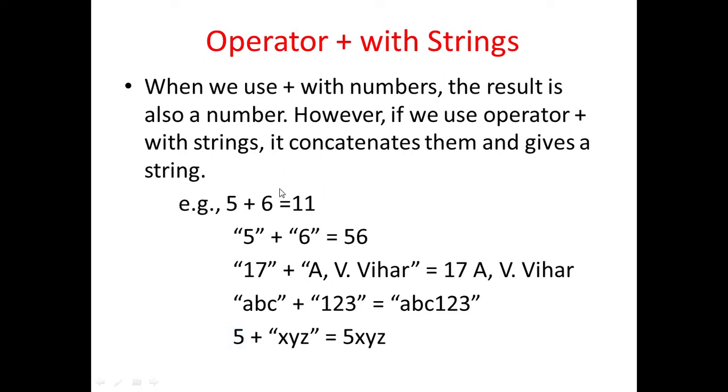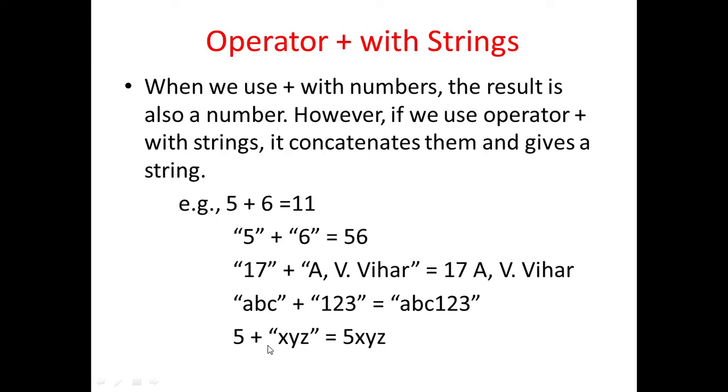Likewise, we have one more example here, 5 plus XYZ. Here you will see 5 is only a number. It is not a string value. Which type of literal is 5 here? 5 is an integer literal. And XYZ is a string literal because it is in double quotes.